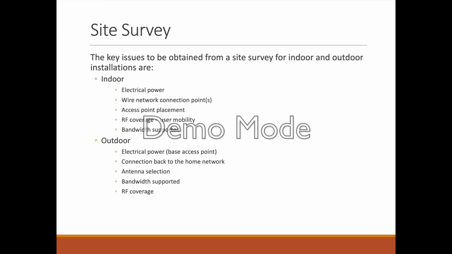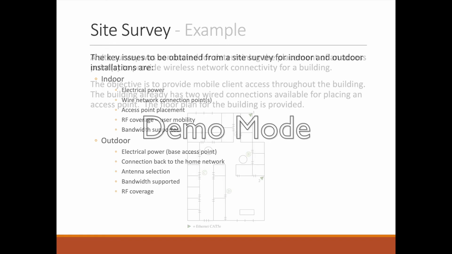Site survey, indoor: you want to check the key issues to be attained from the site survey. What is your electrical power? What are the wireless network connection points? These are ideas for your assignment as well. Access point replacement. What's the RF coverage? What's the bandwidth supported? And then outdoor is the same: your basic access point, connection back to the home network, the antenna that you selected, the bandwidth, and so forth.